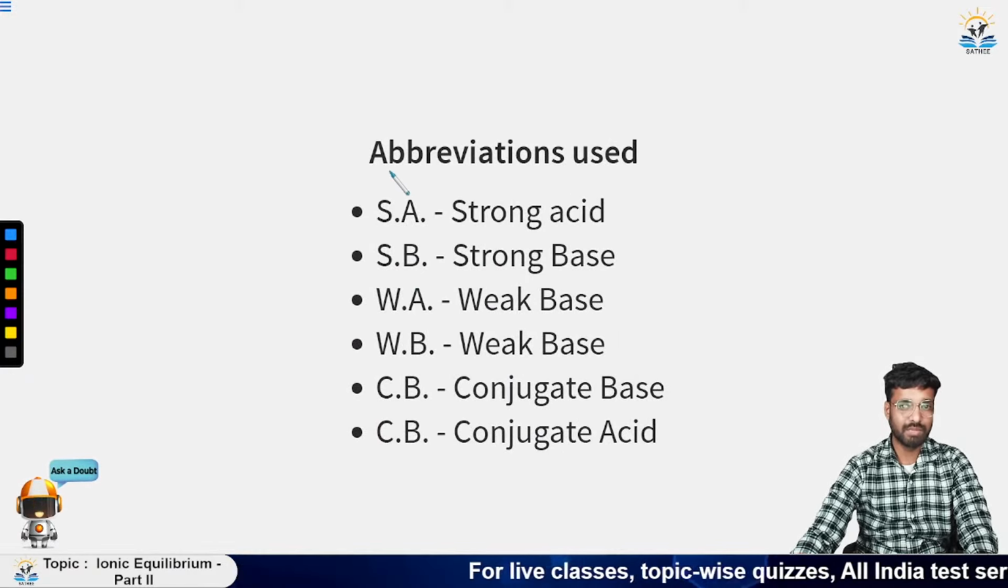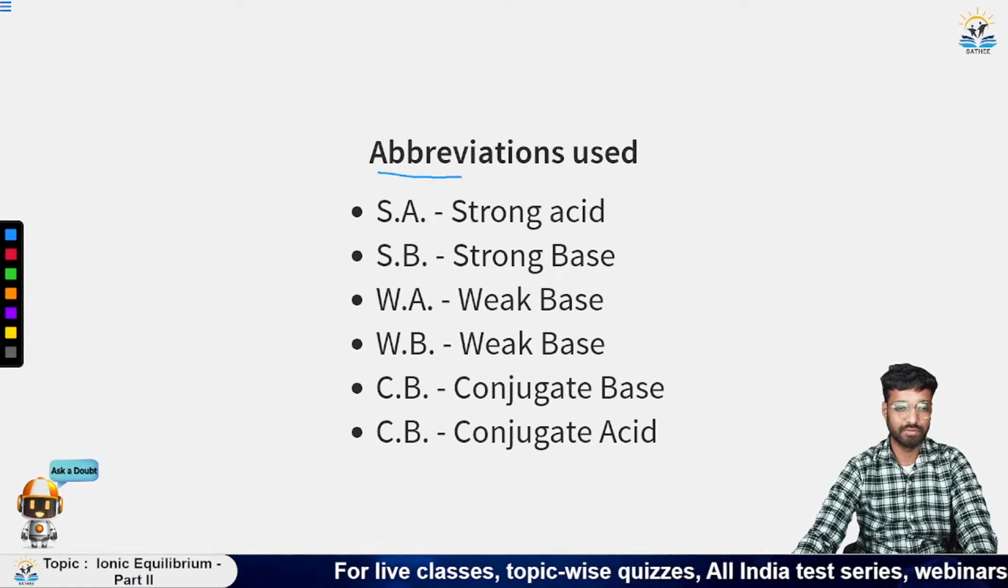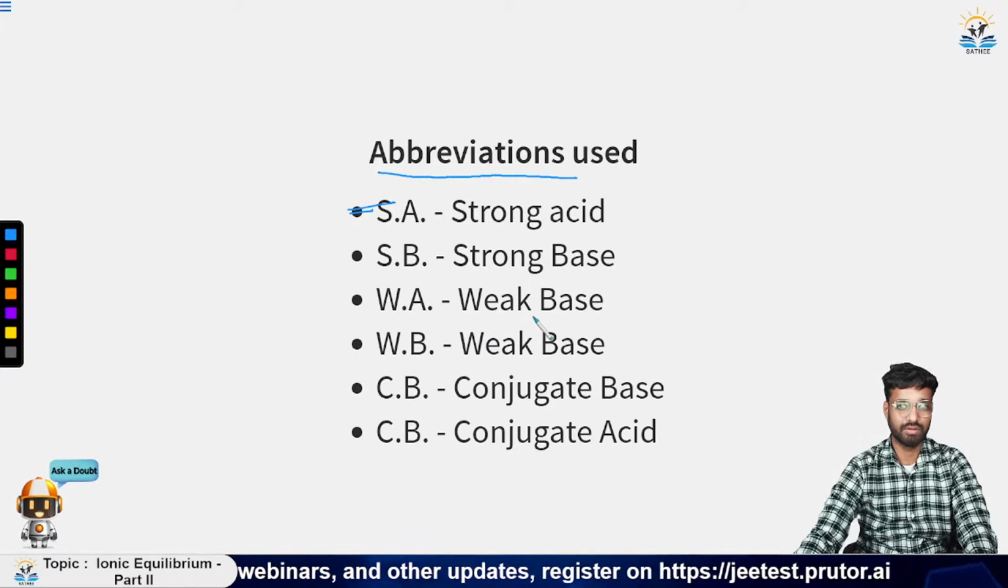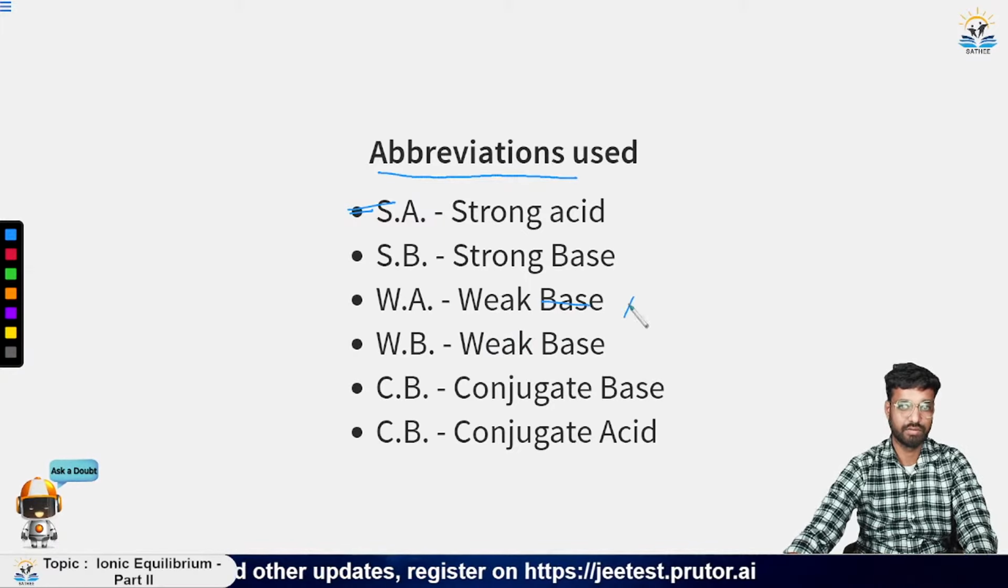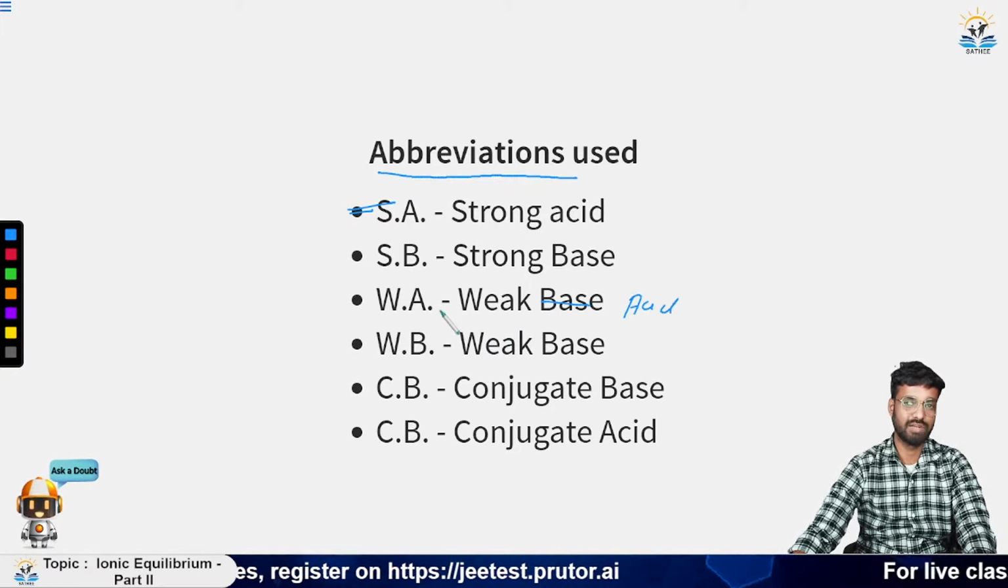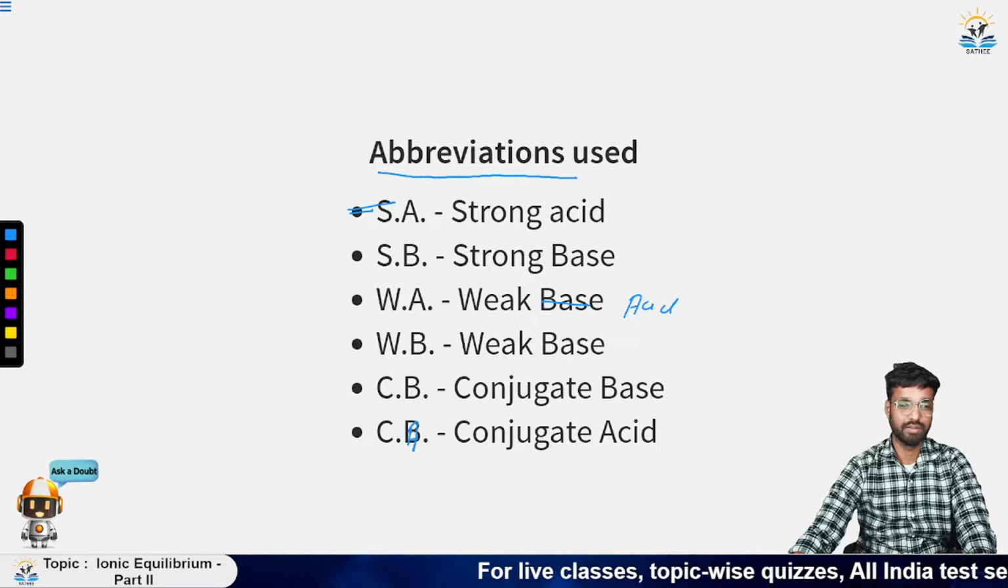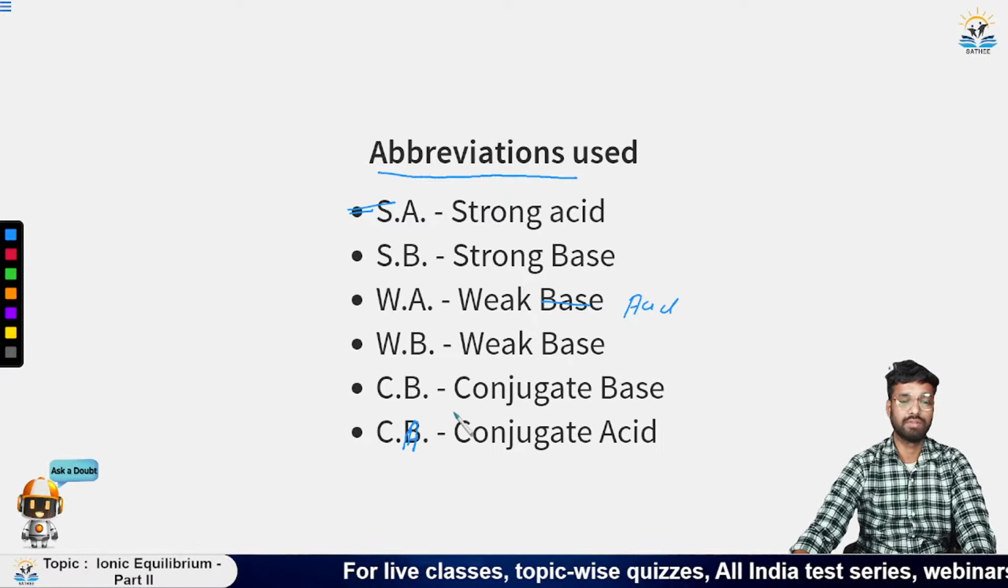So I will be using some abbreviations throughout the chapter. If you are not aware about it, you can see them here. The first one is for strong acid, I will be using SA. Similarly, strong base SB, weak acid, that will be WA, weak base that is WB, conjugate base that is CB, and conjugate acid that is CA. Sorry for this mistake.